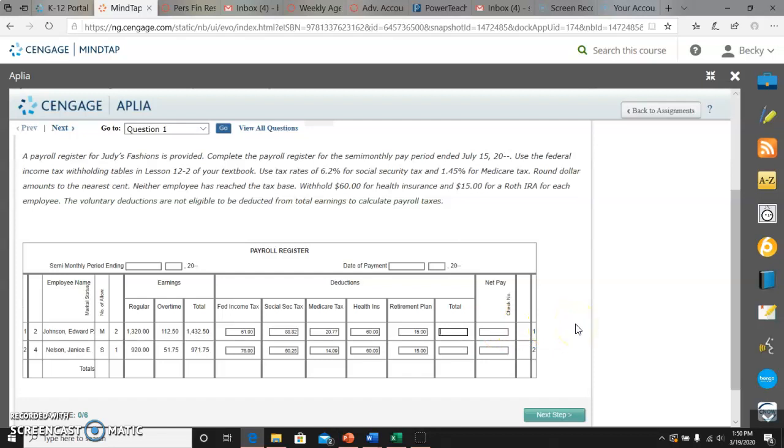Then we're going to go to total. So this is adding up total deductions. We had the earnings part where we did a total. Now we're going to do deductions where we get a total. If we total them for Edward, we would get 245.59. And for Janice, we would add federal income tax, Social Security, Medicare, health insurance, and retirement, and we would get 225.34.